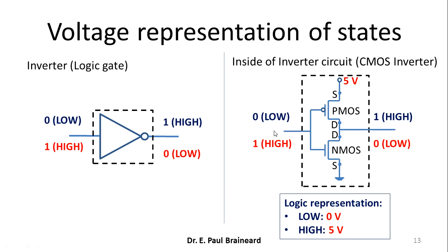These voltage magnitudes, in digital language, we call logic low or logic high. If you give 0 volts here, which is logic low, you will get 5 volts at the output, which is logic high in digital language. If you give 5 volts, which is termed logic high, you will get 0 volts at the output of this inverter, which is termed logic low in digital language.